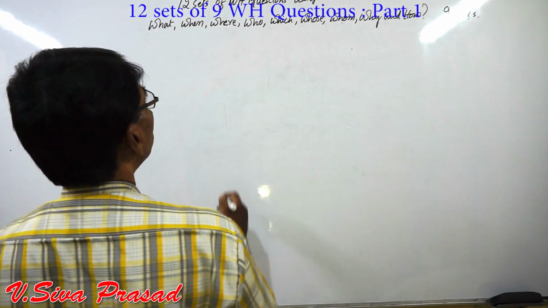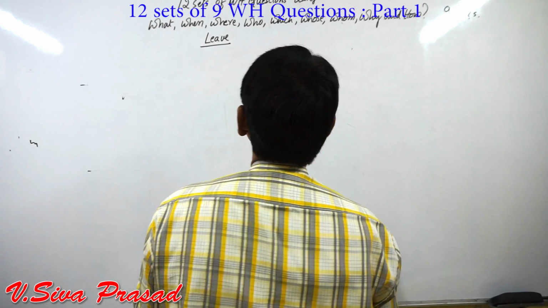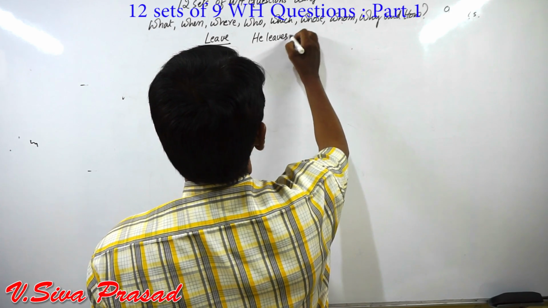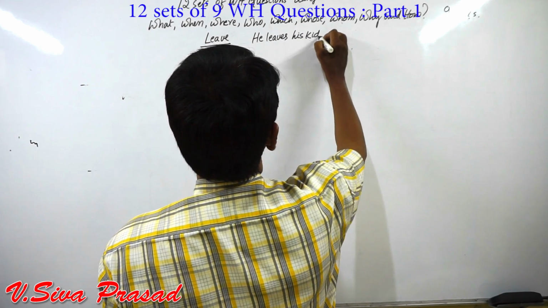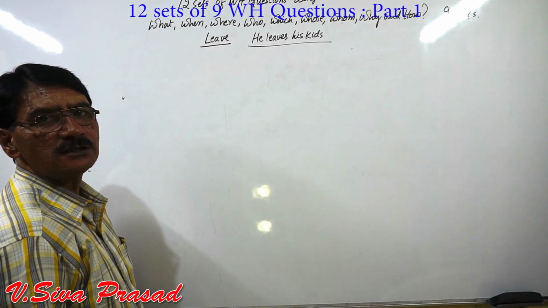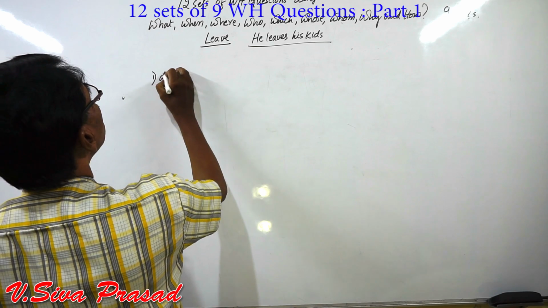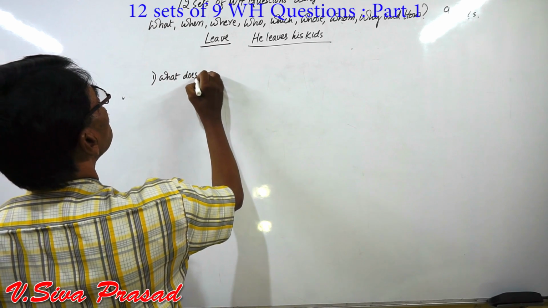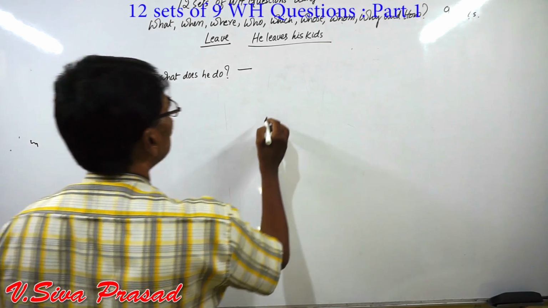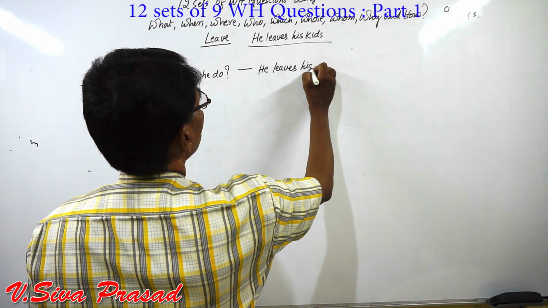Now we are going to take the verb leave. We are going to make a sentence using this verb: He leaves his kids. Now, based upon this sentence, we are going to frame 9 WH questions. First one is, what does he do? Now, answer to that, he leaves his kids.